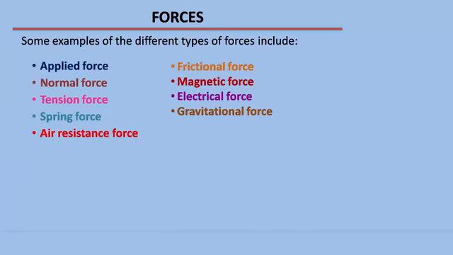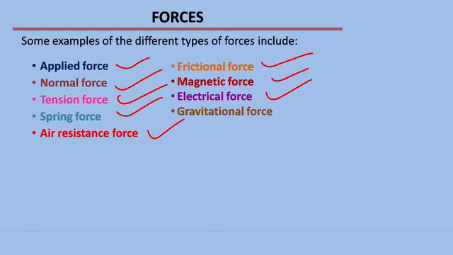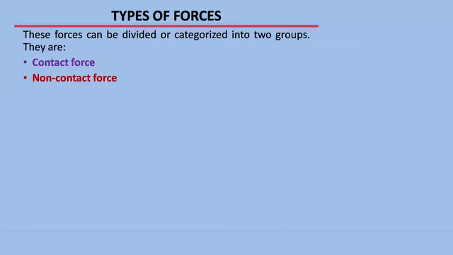Now, there are different types of forces that can be applied to objects. They are applied force, normal force, tension force, spring force, air resistance force, frictional force, magnetic force, electrical force, and gravitational force. These forces, as we've listed earlier, can be divided into two broad categories, which are the contact and non-contact force.